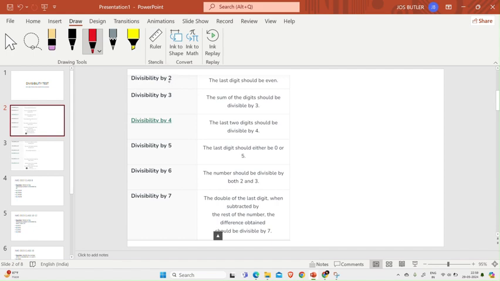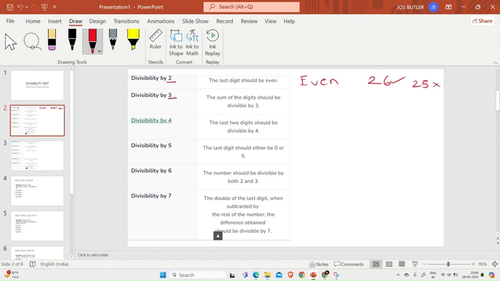For a number to be divisible by 2, the number should be even. That's it. The number should be even. For example, let us pick 26. 26 is an even number, so it is divisible by 2. If I say 25, it is an odd number, it is not divisible by 2.